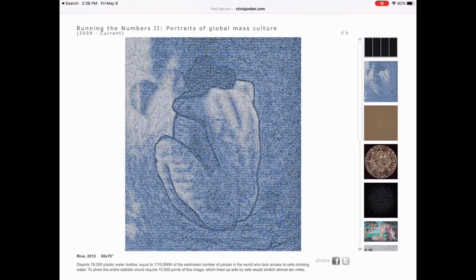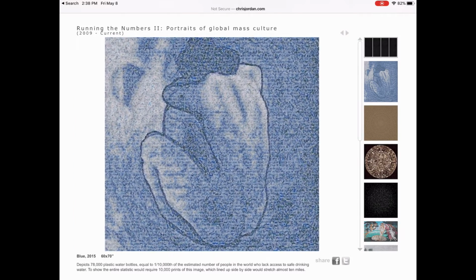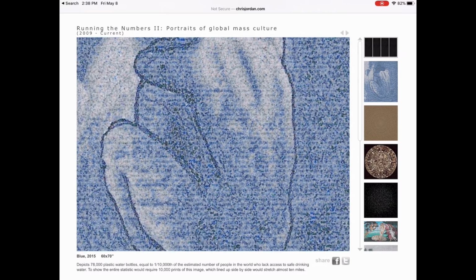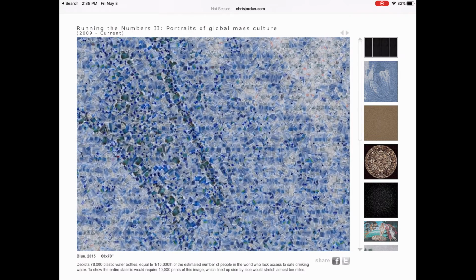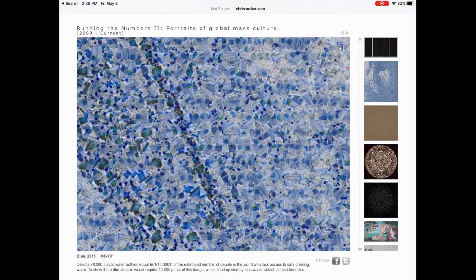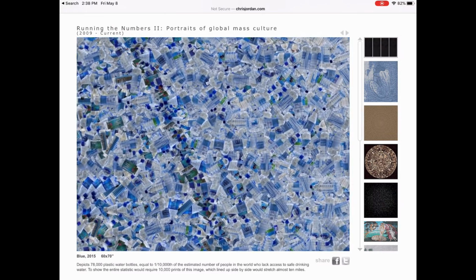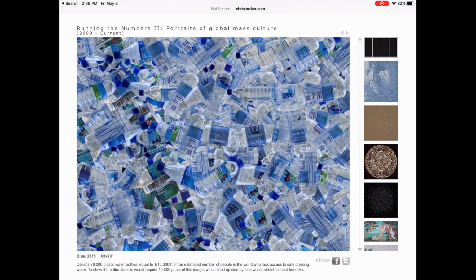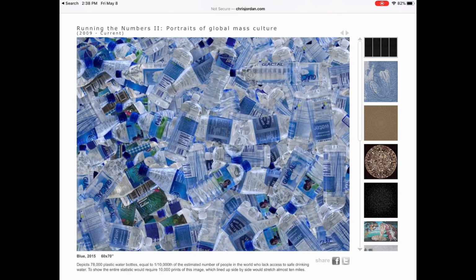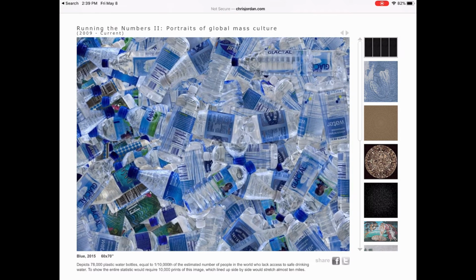This one he completed in 2015, and it depicts 78,000 plastic water bottles, equal to 1/10,000th of the estimated number of people in the world who lack access to safe drinking water. To show the entire statistic would require 10,000 prints of this image, which lined up side by side would stretch almost 10 miles.